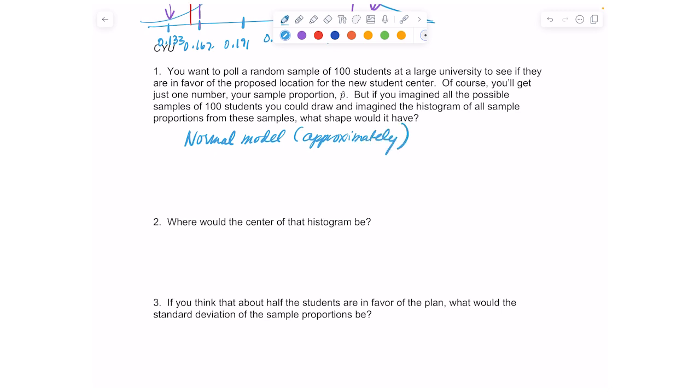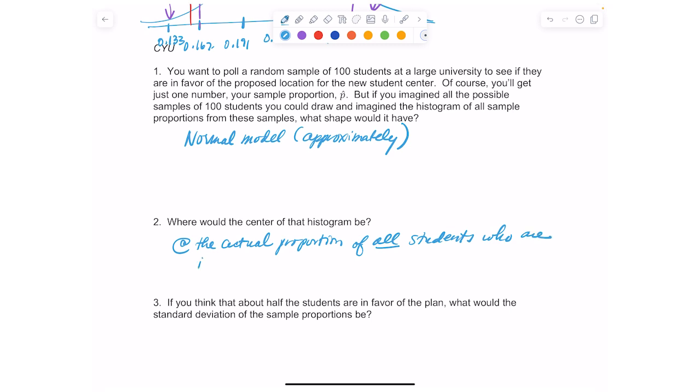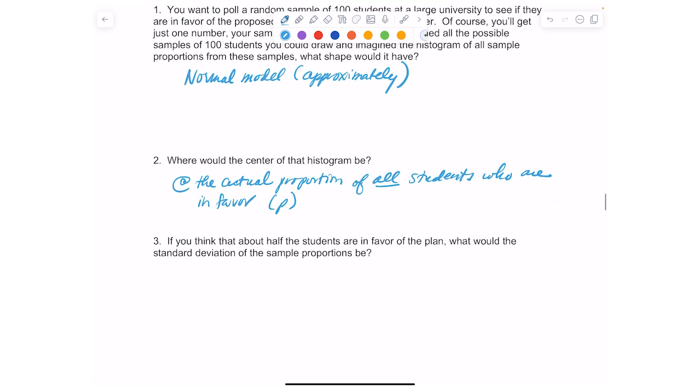Where would the center of that histogram be? So we don't have an actual number, but it should be at P, right? Which is the actual proportion of all students who are in favor. So remember that's P. And if you think that about half the students are in favor of the plan, what would be the standard deviation of the sample proportions?